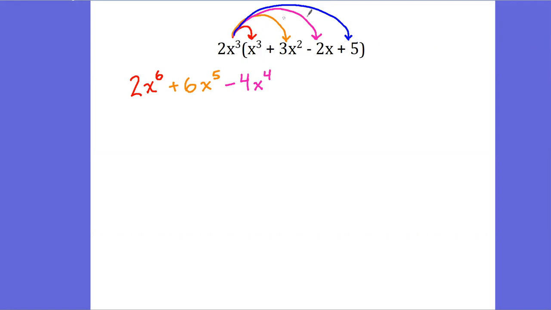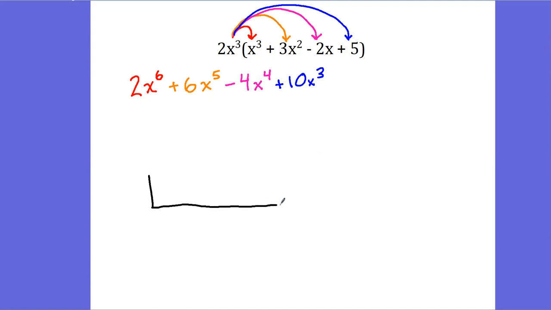And 2x cubed times positive 5 is 10x cubed. 2 times 5 is 10. There's no other x's in there. And we're done.